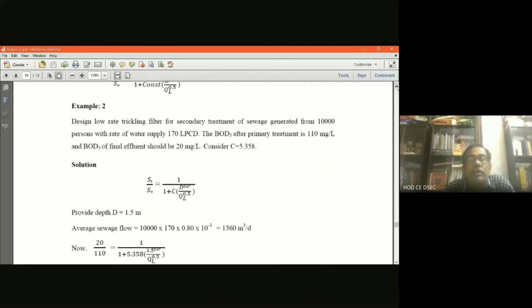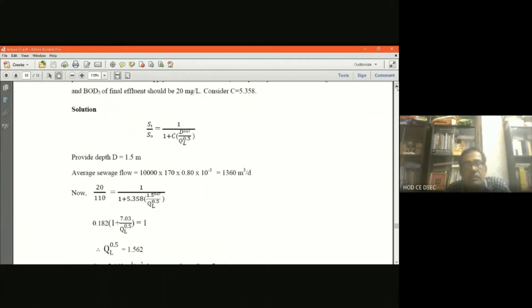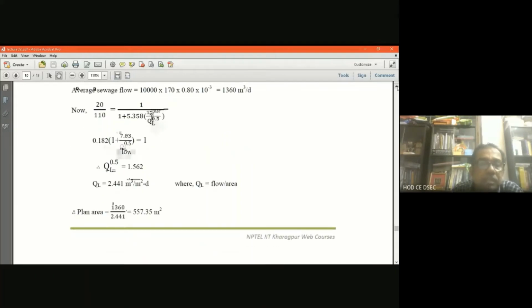So in the design, it has been assumed that the depth of the filter is 1.5 meter. Provide depth is 1.5 meter. So fine. Then the QL, the unknown, will be found out. That is 2.441 meter cube per meter square per day.